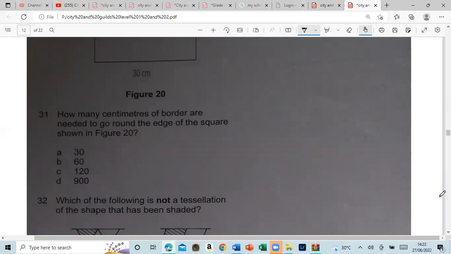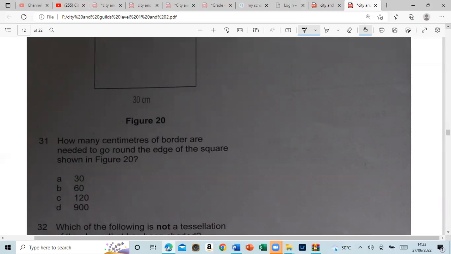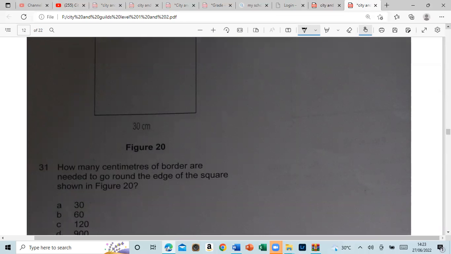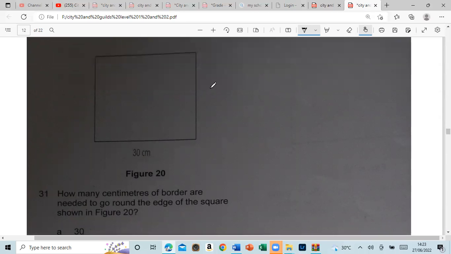31. How many centimeters of border are needed to go around the edge of the square shown in figure 20? How many centimeters of border are needed to go around the edge of a square? Okay, so that's 30 plus 30. In the structure in question, so wonderful, you have here one.